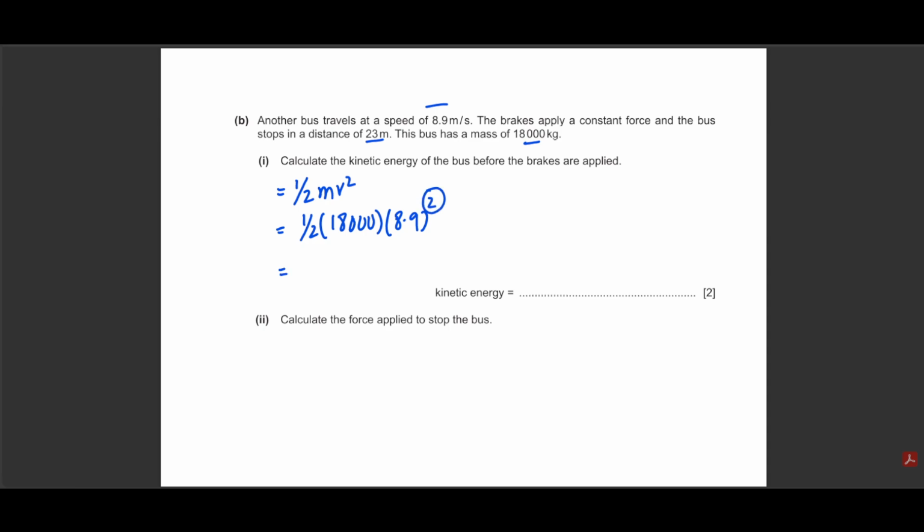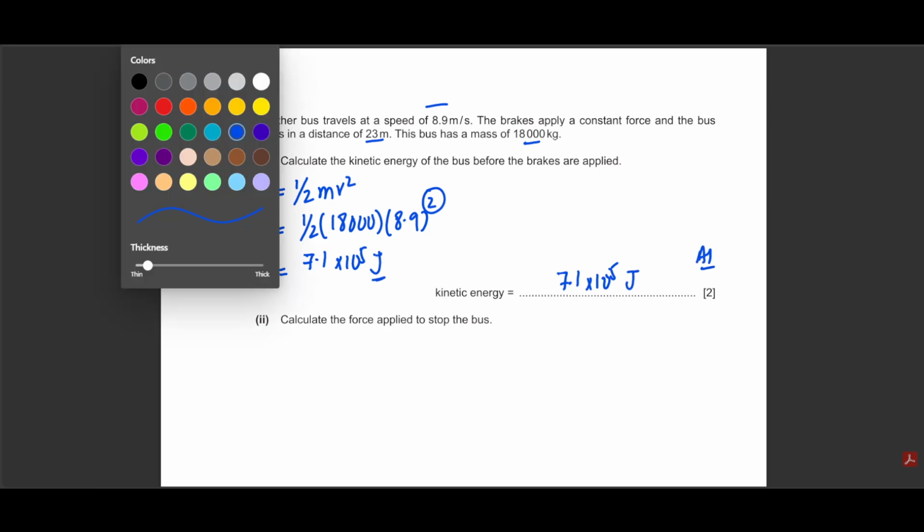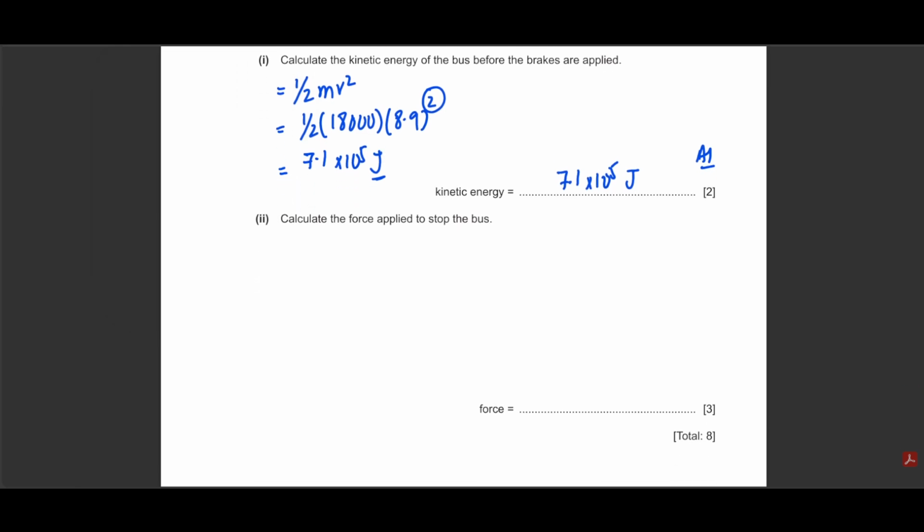When you do that, this answer is going to come out as 7.1 into 10 raised to the power 5 joules. Be advised, if you don't write that unit, you don't get that A1 mark or answer mark in the marking scheme. The unit needs to be there.